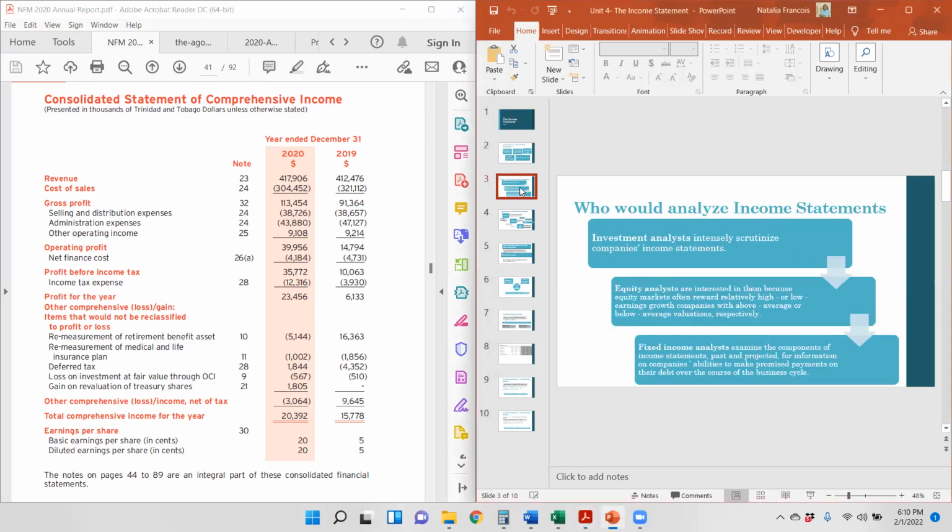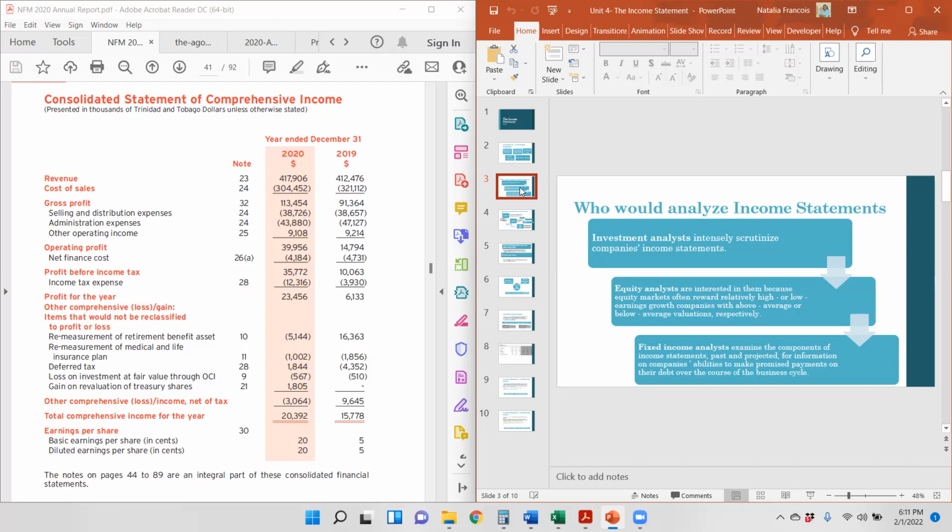So who would analyze an income statement? Investment analysts. They intensely scrutinize companies' income statements because they want to make an investment. They look at this income statement. Equity analysts are interested in them because equity markets often reward relatively high or low earning growth companies with above average or below average valuations respectively. So those are people who look into acquiring new companies. They would scrutinize the comprehensive income statement.